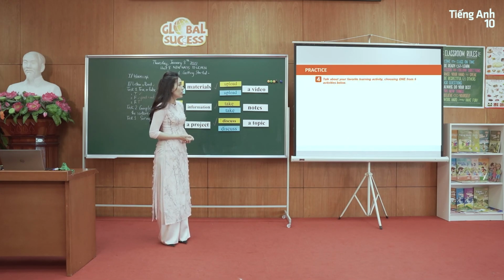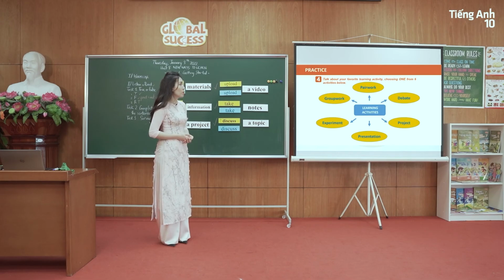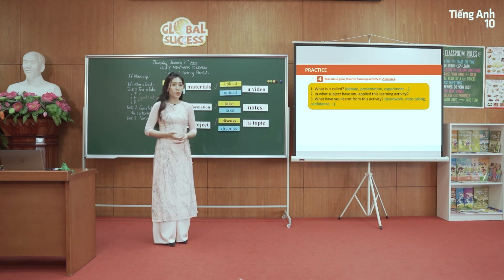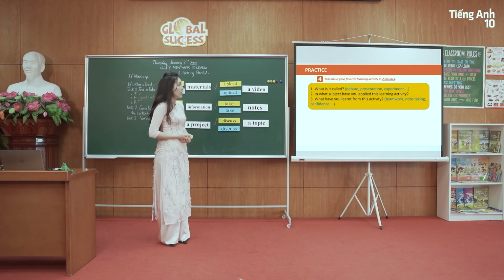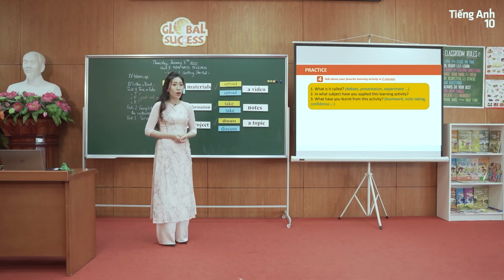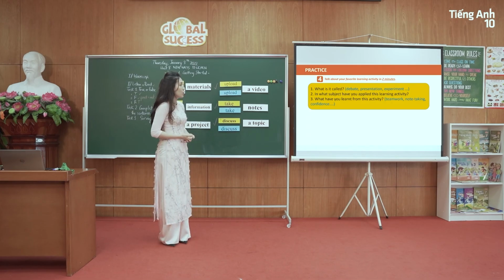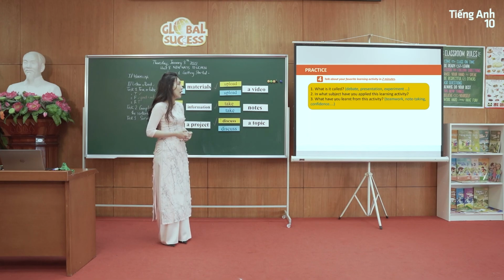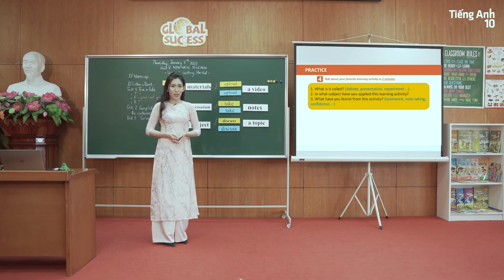Talk about your favorite learning activity, choosing one from 6 activities below. Pair work, group work, experiment, presentation, project, or debate. Now I will divide you into groups of 4. You will discuss within your group about one favorite learning activity in 2 minutes. You have to answer the 3 questions. What is it called? In what subject have you applied this learning activity? And what have you learned from this activity?